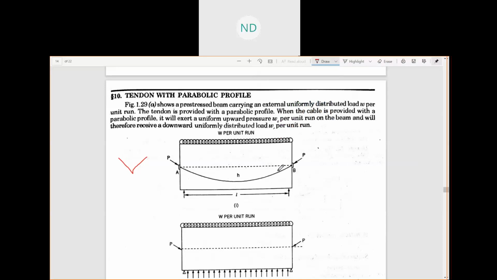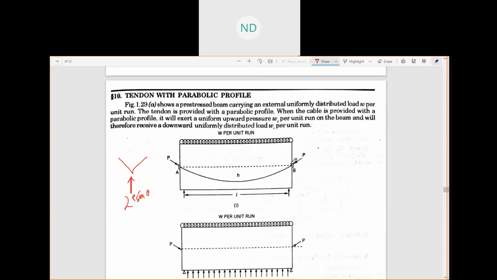Okay, so previously when we had talked about this kind of triangular profile bend tendons, they used to give an upward thrust in this way. That was how much? 2P sine theta, right? So in the similar way, your bend tendon is going to provide an upward thrust.